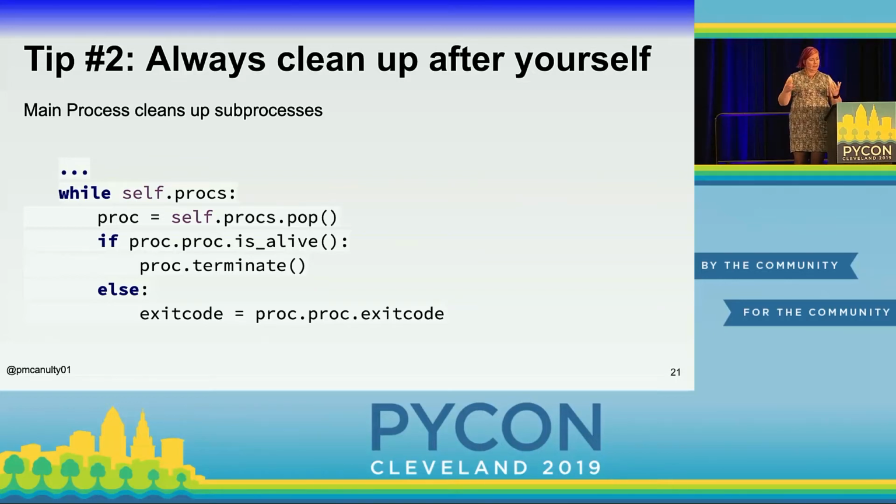So as long as I keep a list of the processes I've started, I basically pop each one off the list, and if it's still alive, because it's possible that it finished between the time I gave up and the time I'm looking at it now, send it a terminate. It's going to kill it hard. It's going to wipe it out. You want to log that. I'll talk about that later. And then if it isn't alive, get its exit code, because you want to know whether it exited cleanly or whether it died for some other reason.